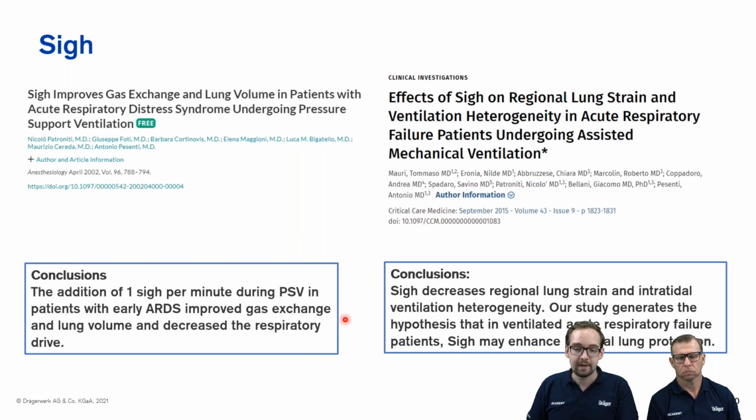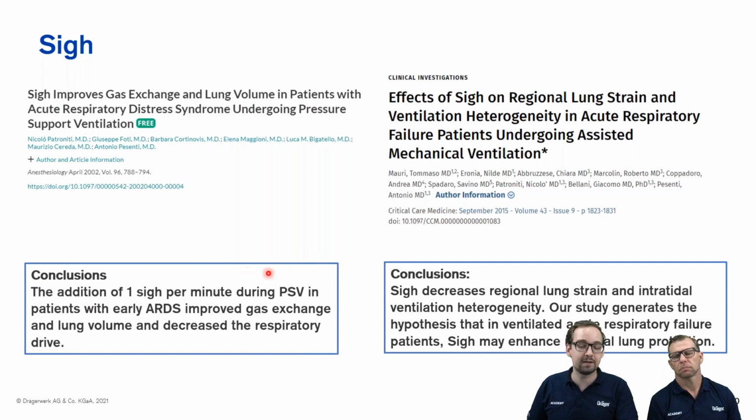Starting with sigh, I pulled out some studies from after 2000. Of course, sigh has been around already for quite a while. Nevertheless, we can see that sigh is still relevant even today. When you're wondering how many sighs per minute, there is different literature which recommends 1 sigh per minute or 0.5 sighs per minute. This seems to be the general recommendation.